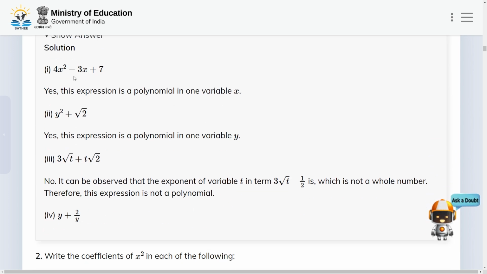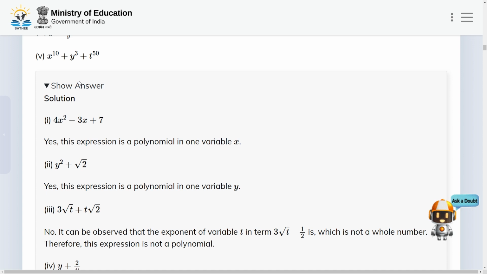Here we have 4x square minus 3x plus 7. The powers of x are actually 2, 1 and 0. So the powers of x are whole numbers. So yes, this expression 4x square minus 3x plus 7 is a polynomial in one variable x. Now let us check the second one.